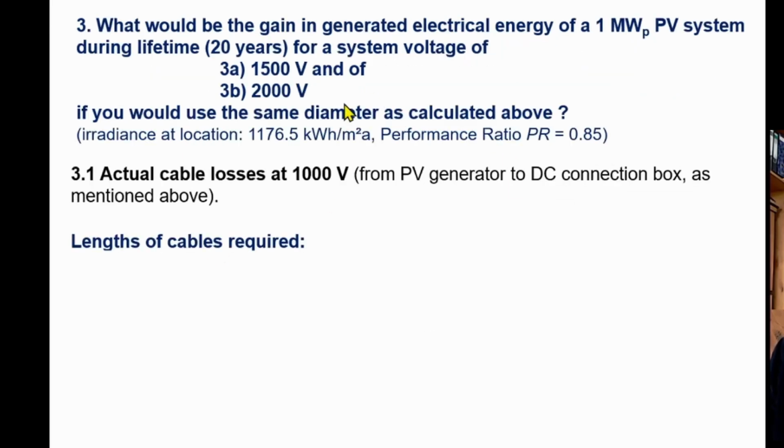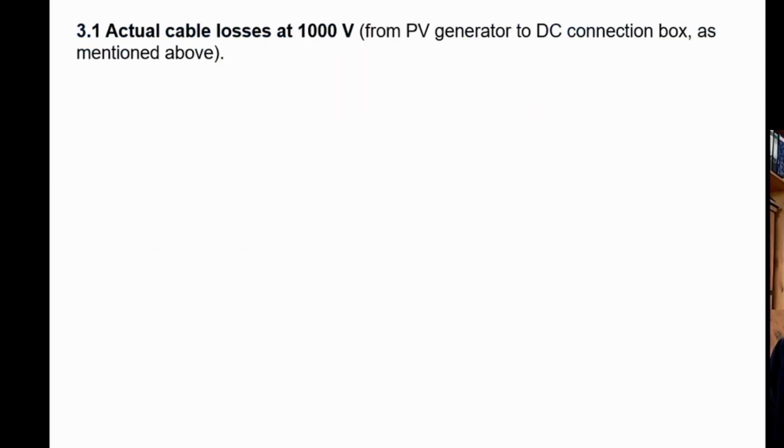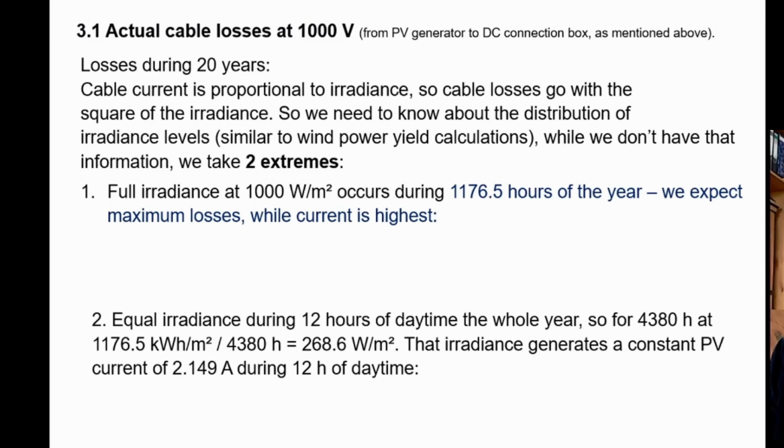So this is again just more in detail about it. It's the actual cable losses. You first calculate the length of the cable required, then calculate the cable losses at 1000 volts. There are two extremes you should consider. Maybe that was not visible from the task. Because the current is rather different, we take into consideration two extremes. We take the highest current, which occurs at standard test conditions, 1000 watt per square meter, and it occurs for 1176 hours per year, and you don't have any low irradiance there.